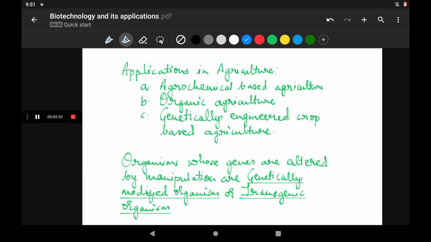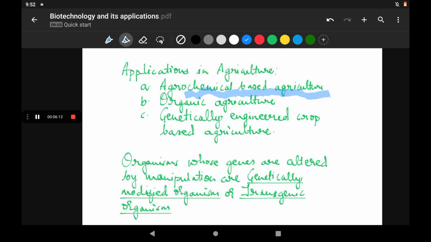If there is a question regarding improvement of food production, all three play a role. In our NCERT book, they have not given which has the upper hand in the production of food. There is no such comparison. But in real fact, agrochemical based agriculture has more popularity at present, and nearly 80 to 90% of the entire world's food production is based on agrochemical based agriculture.